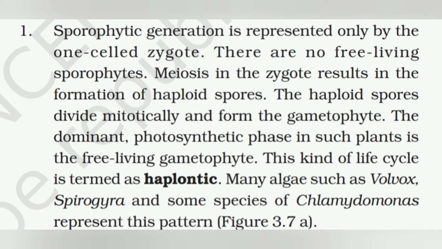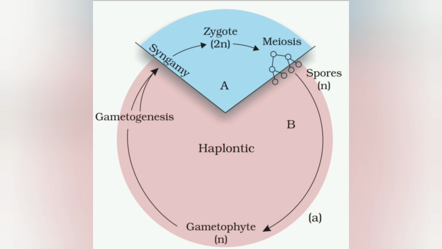This kind of cycle is termed haplontic. Many algae such as Volvox, Spirogyra and some species of Chlamydomonas exhibit this type of life cycle. We can see here in the pie chart also that the maximum portion of their life is in the haplontic stage, the gametophytic stage, which is haploid, while the sporophytic stage is only the zygote, that is diploid.